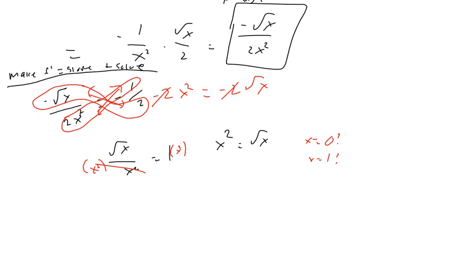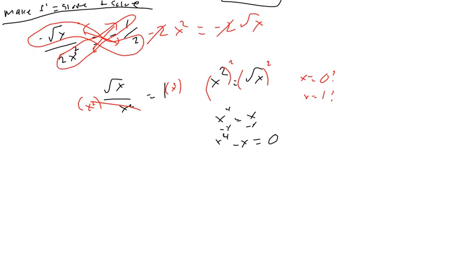What we can do, let's see. If we square both sides to get rid of the square root, I have x to the 4th power equals x. If I minus x on both sides, x to the 4th minus x equals 0. Now I have something I can solve. Factor out an x. I get x cubed minus 1 equals 0, and we have x times x minus 1, x squared plus x plus 1 equals 0. All right.